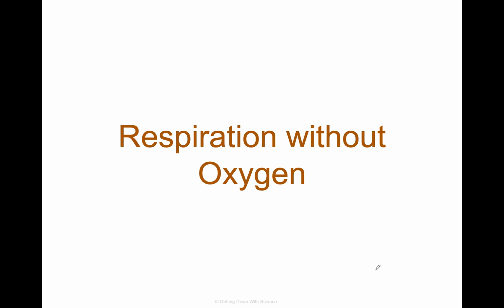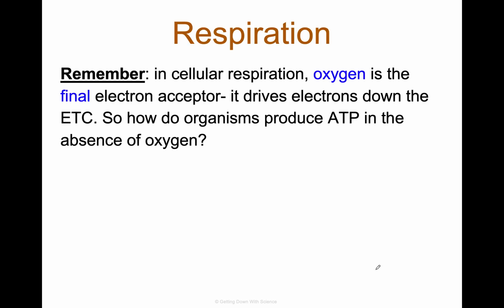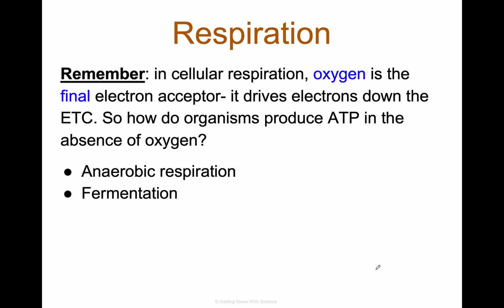What happens in organisms with no oxygen? They go through a different process of respiration. So remember, in cellular respiration, oxygen is the final electron acceptor. It drives electrons down the electron transport chain, accepts them, and creates water. How do organisms produce ATP in the absence of oxygen? And there are plenty of organisms that can exist in the absence of oxygen. Fermentation, we'll get into it, but aerobic respiration versus anaerobic respiration is what we call it.